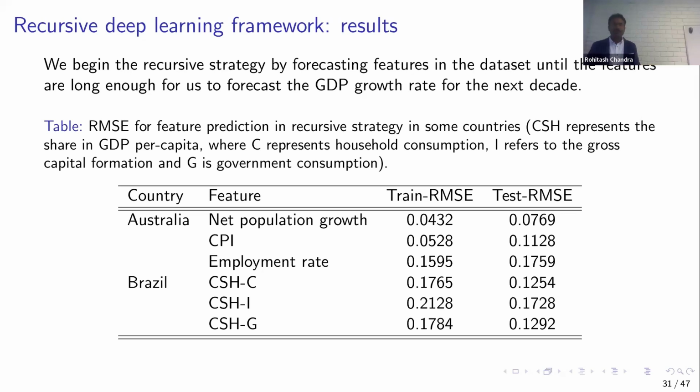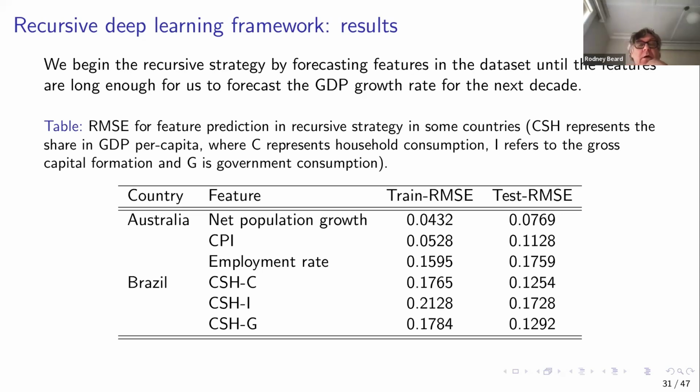Yeah, so I think what we're looking at here is a variety of different features or variables. So we've looked at net population growth, CPI, unemployment rate, and we've done some forecasts on those. This is for feature prediction because if you're predicting forward, you also need to predict the features forward. So that's what these results are reporting, and they're reporting basically root mean square error figures for the train and test data sets, and for different countries.